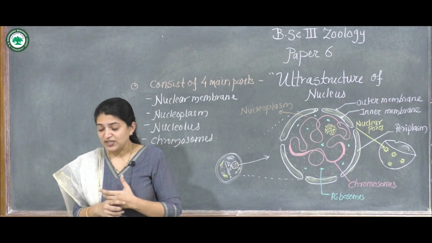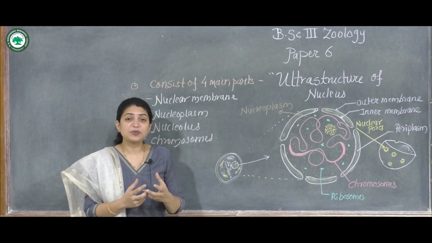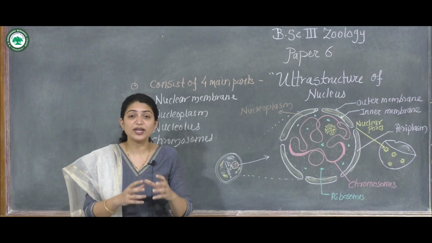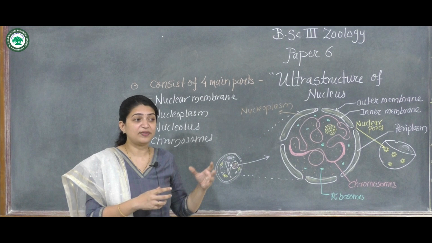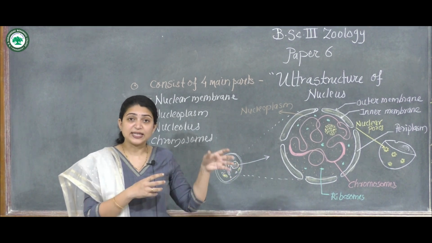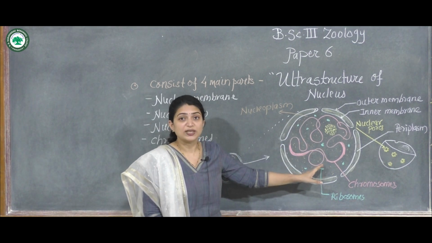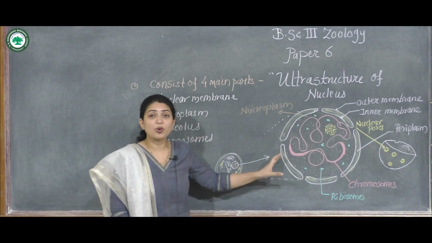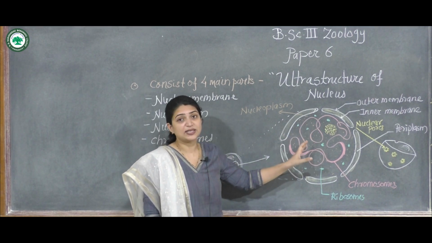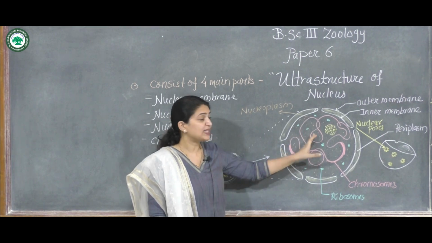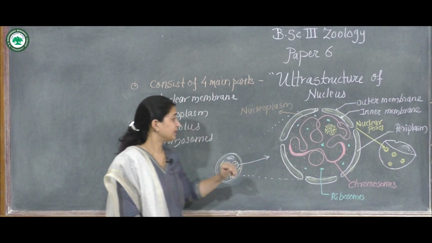This double layered membrane helps to protect the nucleus from the cytoplasmic environment. Whatever metabolic activities or reactions are taking place in the cytoplasm are prevented from entering inside the nucleus. Why is the nucleus protected so much? Because it contains important parts, that is, the chromosomes. Later on we will move on to the chromosomes and see why they are so important.